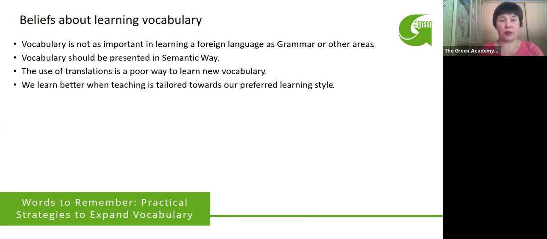We learn better when teaching is tailored towards preferred learning style. You might know that there are different learning styles, like visual learners, audio learners, kinesthetic learners, or sometimes learners who combine different styles. And if you're a visual learner, if you get information from a visual source, that is, you can see words, you can read them, you learn them better.